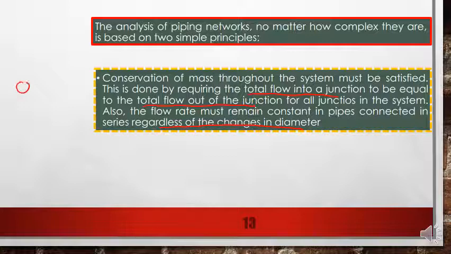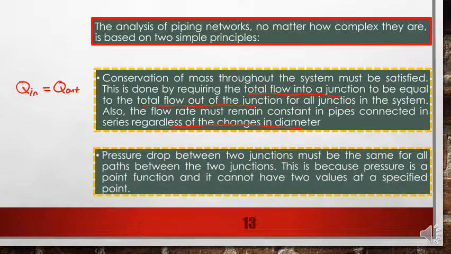So for example, at junction 1, the Q in should be equal to Q out. The flow rate at the in junction should be equal to the flow rate at the out junction. And then the pressure drop between two junctions must be the same for all paths between the two junctions. So the delta P should be the same for all the paths along the system between the two junctions. This is because the pressure is at a point junction and it cannot have two values at a specific point.